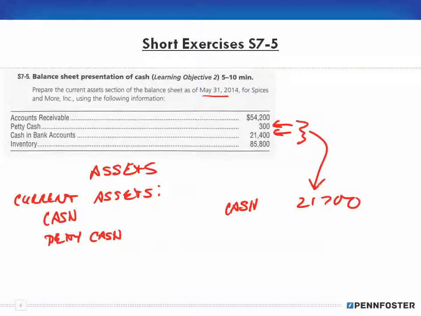Is that wrong? No, but for a lot of small businesses, it's just more efficient, more effective, just to show your general ledger accounts and the balances in the accounts. And if I have a cash account and I have a petty cash account, I am going to want to show the 21,400 for my cash and the $300 in my petty cash, right?